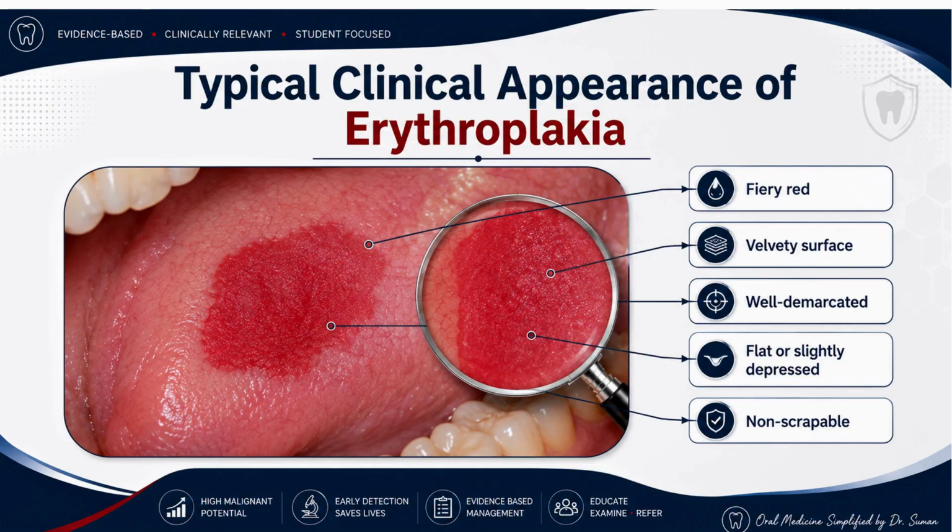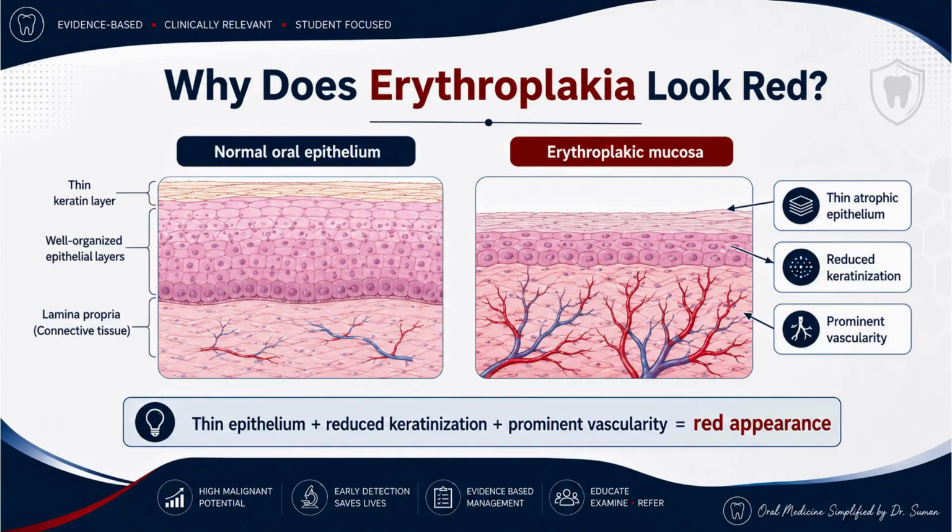Some erythroplakic lesions may look subtle, especially in the early stages. This is why clinical judgment is essential. A small, persistent red patch on a high-risk site may be far more significant than it appears. The red appearance of erythroplakia can be understood by looking at the underlying tissue changes.